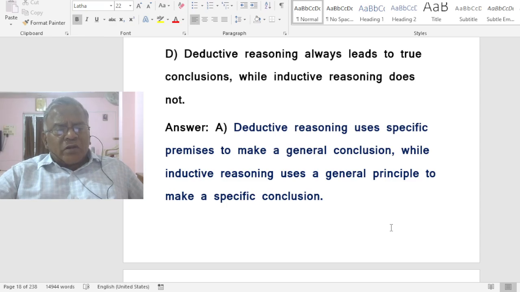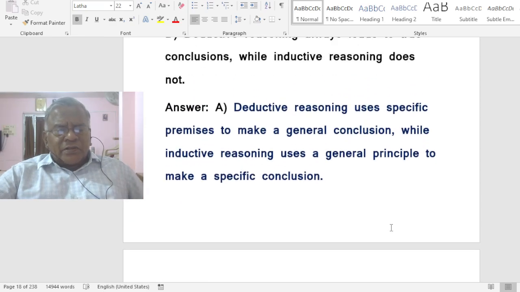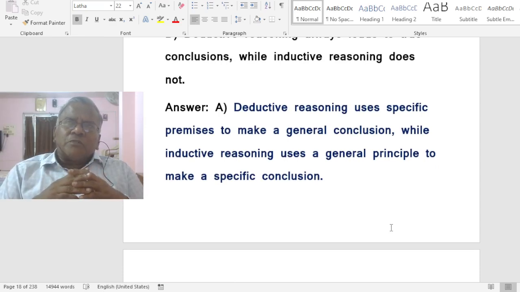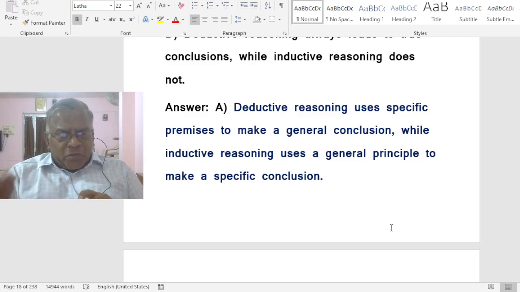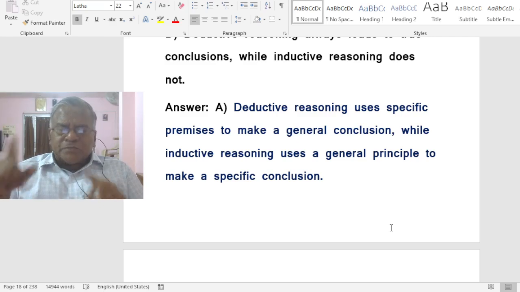All men are mortal, Aristotle is a man, that is deductive reasoning. Uses specific premises to make a general conclusion. Right. Inductive reasoning, you can just have an example. 90% of the observed swans are white. This is a general principle, right? From that you go to the specific conclusion, namely the next swan must be white.